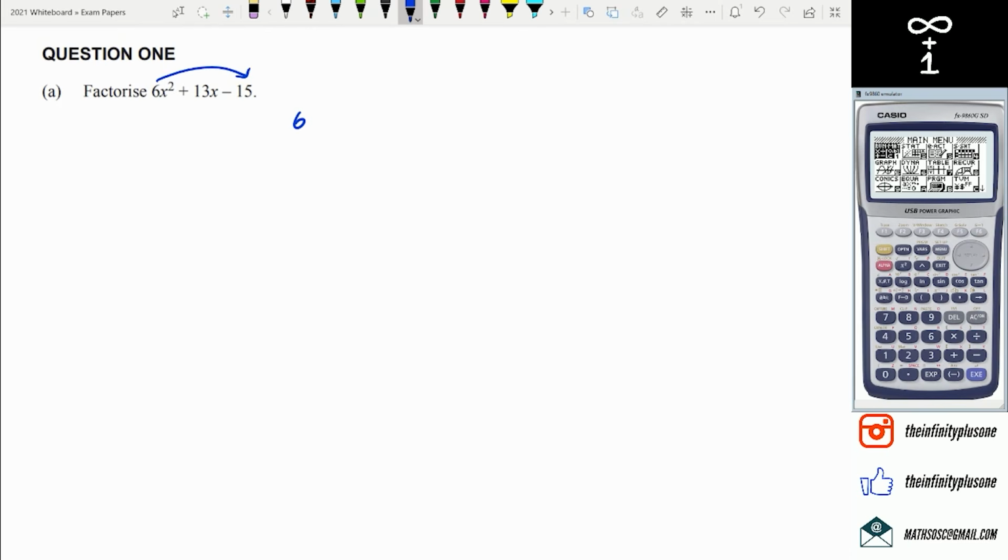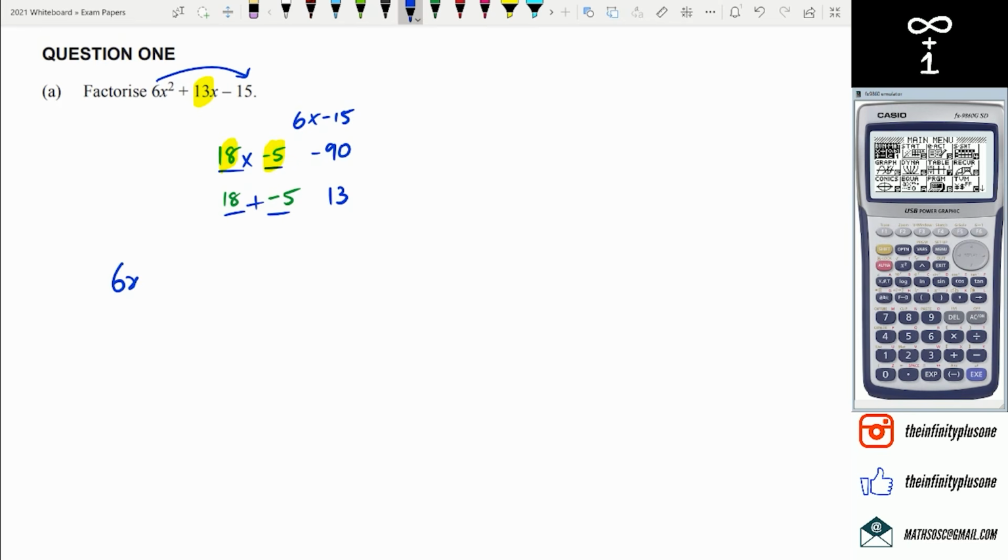So that is, what do we got? Negative 90. So I'm basically looking for two numbers that multiply to negative 90 and add up to 13. In this case, I know that it's going to be, what do we got? 18 and 5? Yeah, 18 and 5 seems to work. So I'm going to have 18 and negative 5, which adds up to positive 13. All I'm really doing is replacing this 13 with 18 and negative 5.